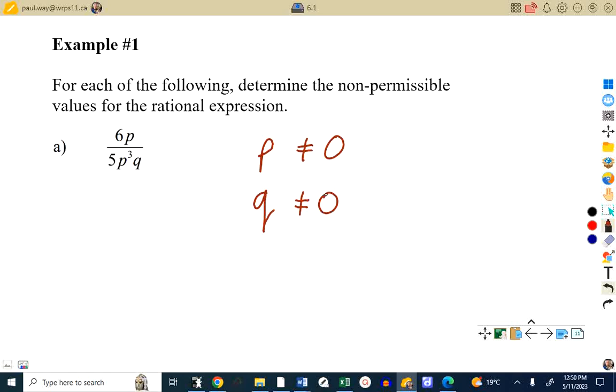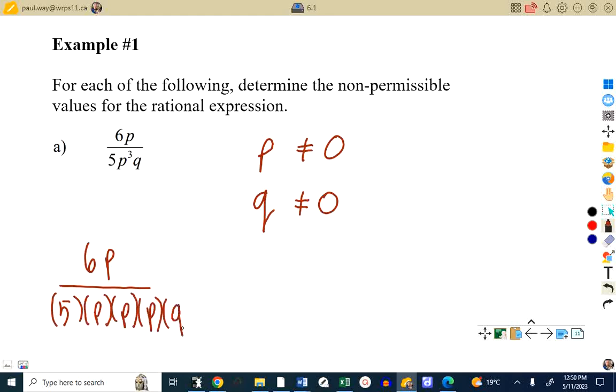I want to point something out to you, and I'm going to be fixating most of the time in this unit on factors. You certainly don't need to write this expression this way, but I'm going to write it this way because I want to highlight to you this idea that everything that's in brackets there is a factor. The 6 is a factor of the top, the p is a factor of the top, the 5 is a factor of the bottom, the p is a factor of the bottom 3 times, and there is a q as a factor on the bottom.